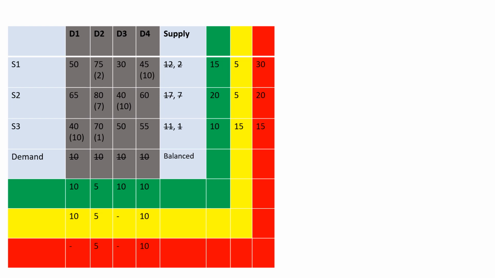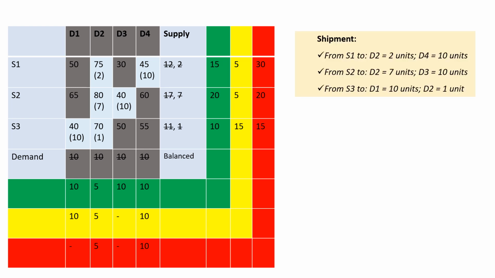So we already assigned all the supplies to the demand. Now we can calculate the transportation cost by multiplying the per unit cost with the items to be transported. Before that, we can interpret that from S1, 2 items go to D2 and 10 items go to D4. From S2, 7 items go to D2 and 10 items go to D3. And from S3, 10 items go to D1 and 1 item goes to D2.